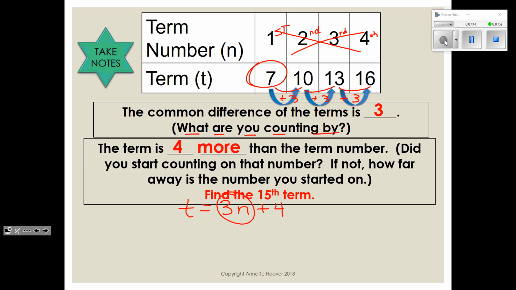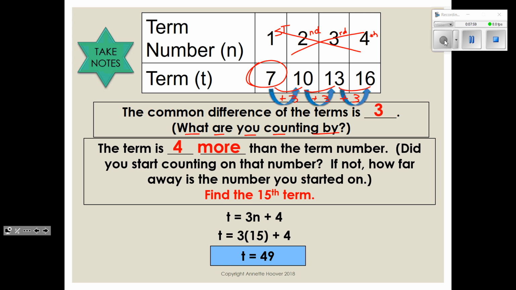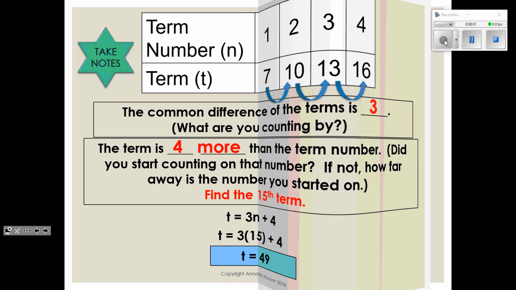So now to find the 15th term, I simply plug in 15 to n, and I go 3 times 15, which is 45. And then I'm going to add that 4. That would have been what the number was had I started counting on 3. But I didn't start counting on 3, so now I have to add 4 to shift it over 4 places to 49. So 2 questions.